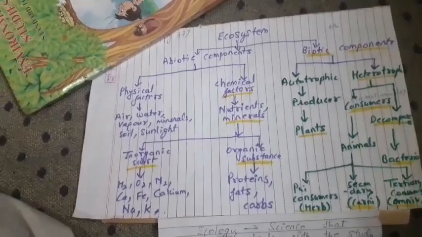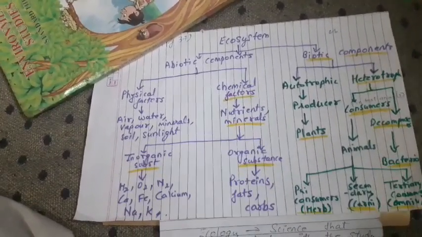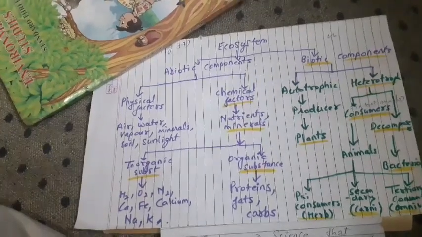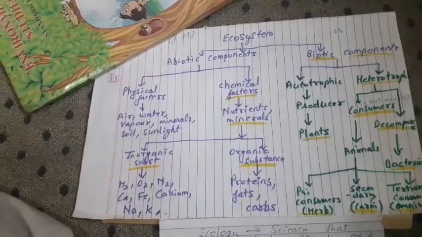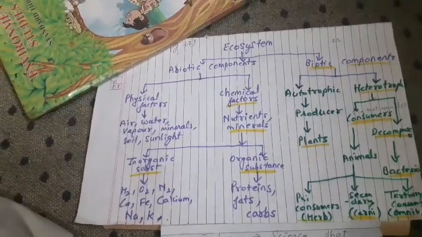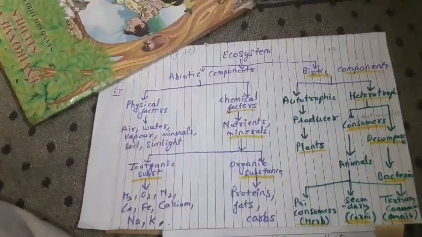Next, organic substances. Organic means something coming from living organisms, plants or animals. So what do we get from plants and animals when we consume them? Proteins, fats, carbohydrates, lipids. These are the examples.